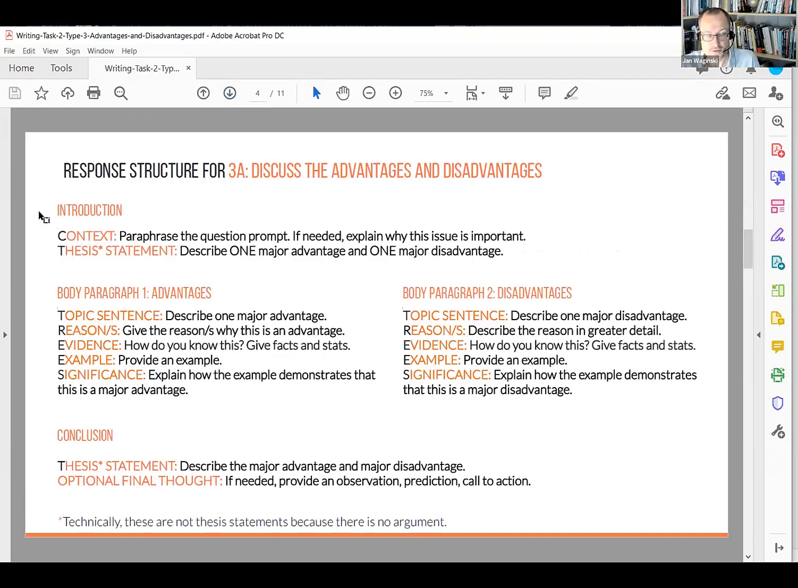Okay, this is the same structure that we've been working with. The only point of difference is that you're not giving your opinion. We don't want to say, I think. We don't want to say, I believe. At the end, resist the temptation to say which side makes more sense. There's no need to do that. It's actually a very easy prompt type.